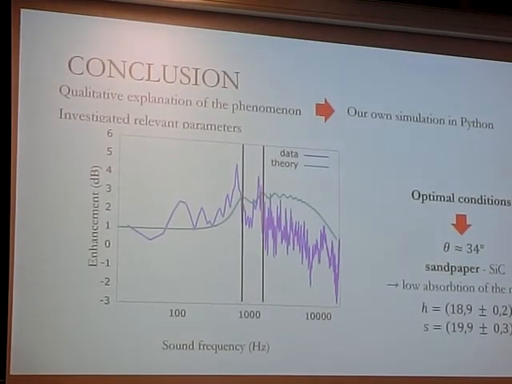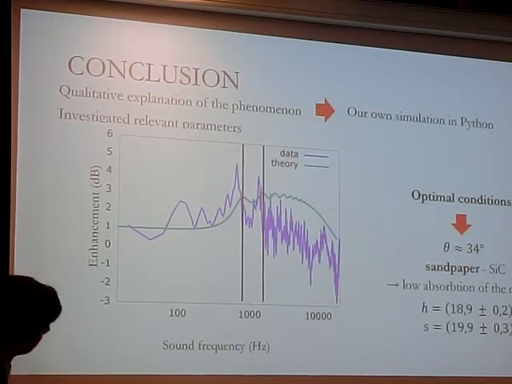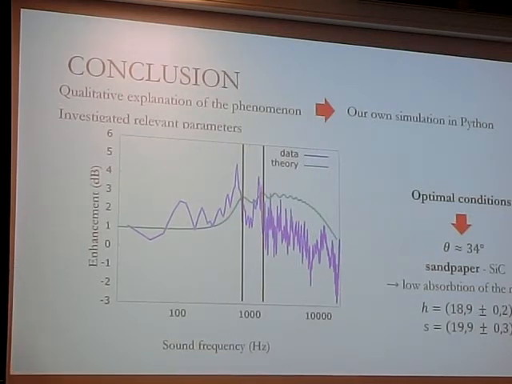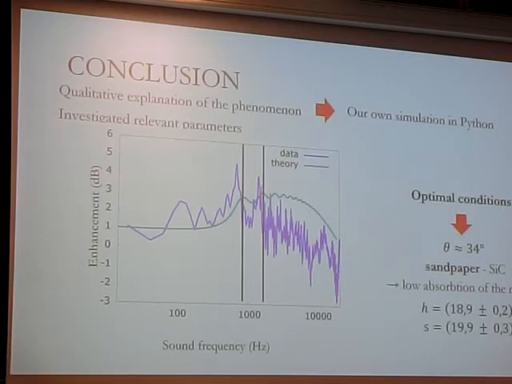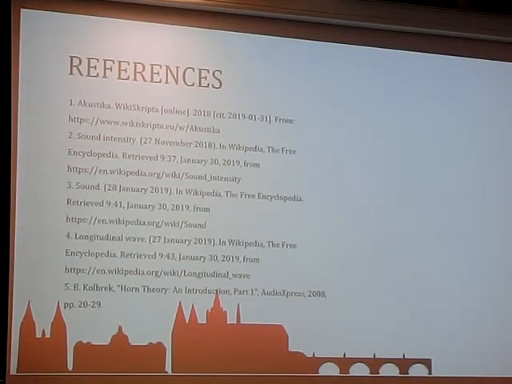The conclusion: we mainly used a qualitative explanation of the phenomenon. We used our own simulations and investigated a lot of relevant parameters. We got quite a good fit with the data in theory, and we found optimal conditions at 43 degrees, and with the sandpaper, if it is smooth. Also, we got the best parameters for our horns. Those are references, and that's all for me. Thank you for your attention.